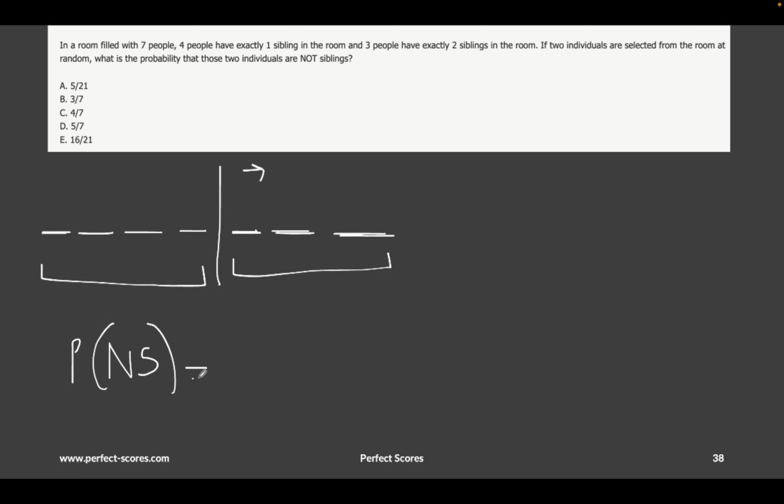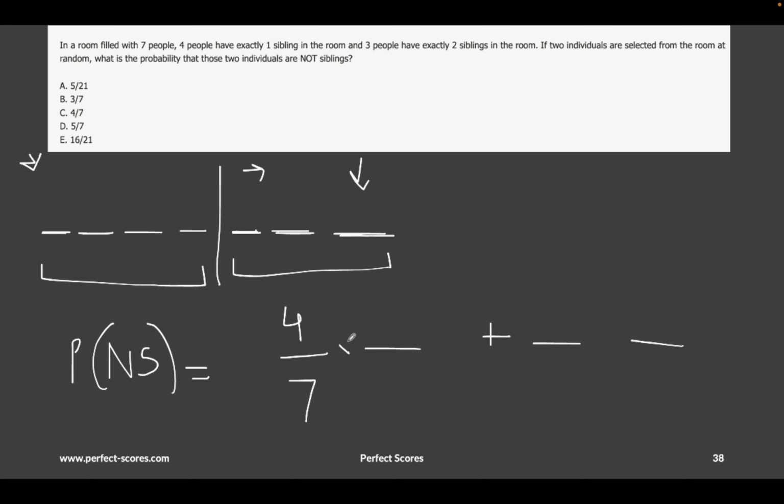Now, since you have two groups, what we'll do is we will actually draw two slots. However, we will have two different ways we can actually fill up the slots. What if the first person is selected from this part here, or if the first person is selected from this part here? So what is the probability of selecting 4 people out of 7? So that is 4 out of 7.